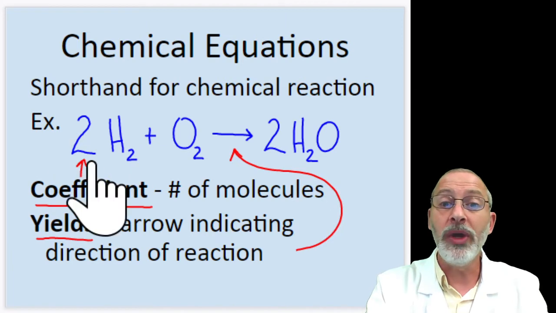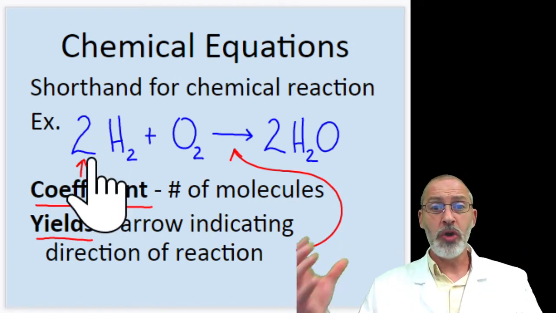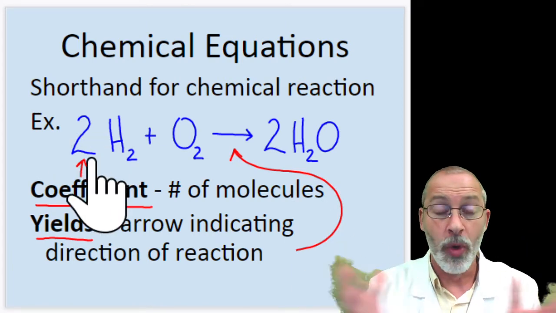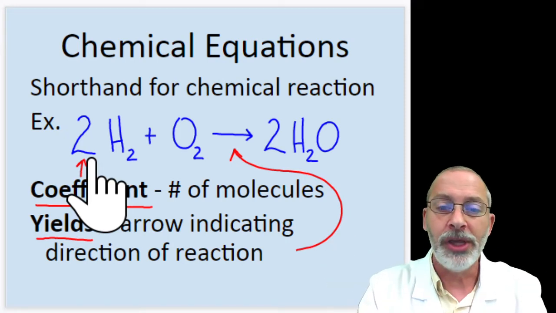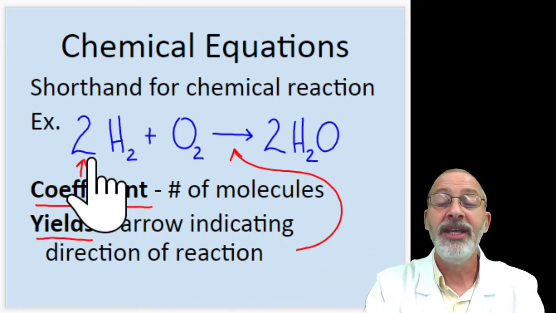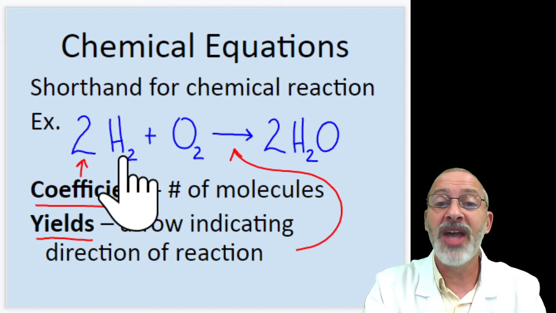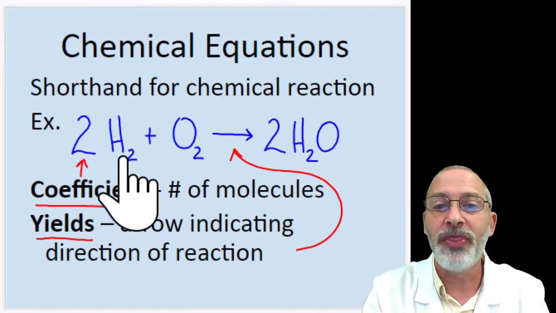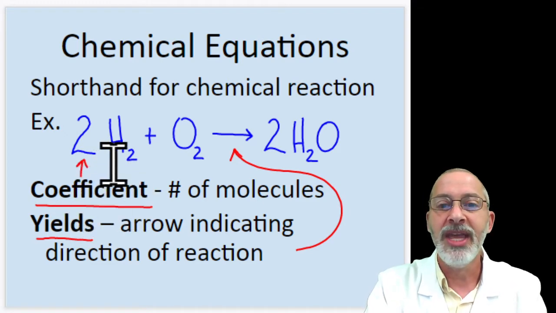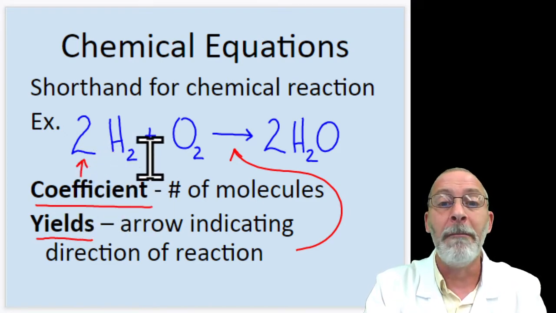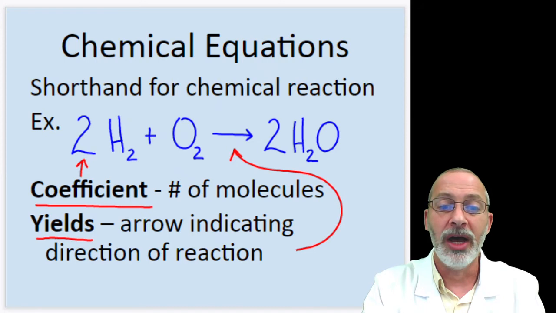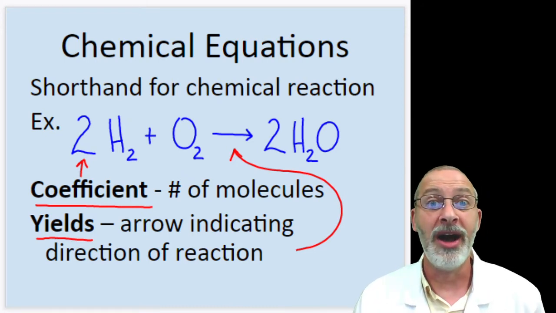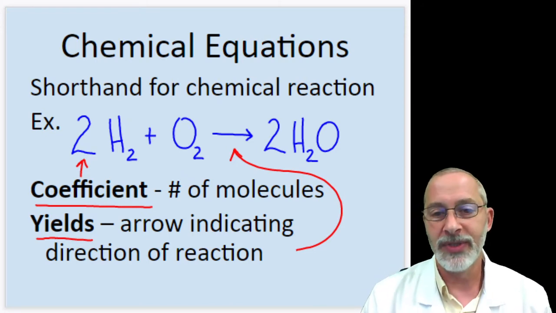The coefficients, co means with or cooperating. The coefficient is the same size as the symbols. They are cooperating. They are together, the same size, and they tell you the number of molecules of a particular compound or substance here.